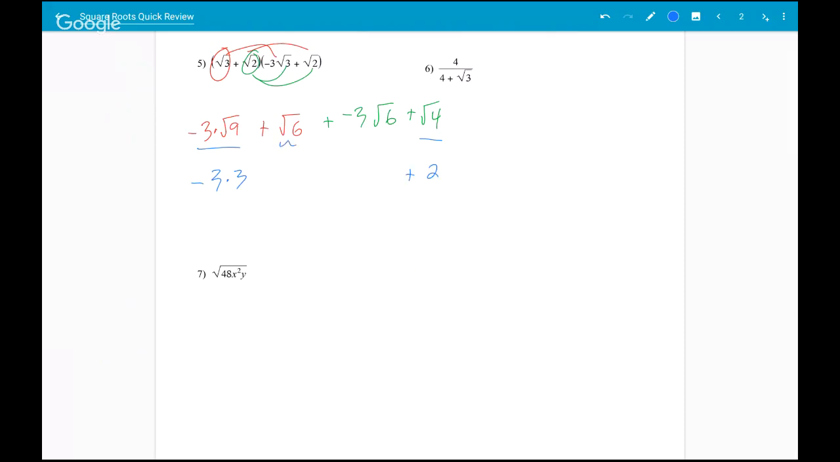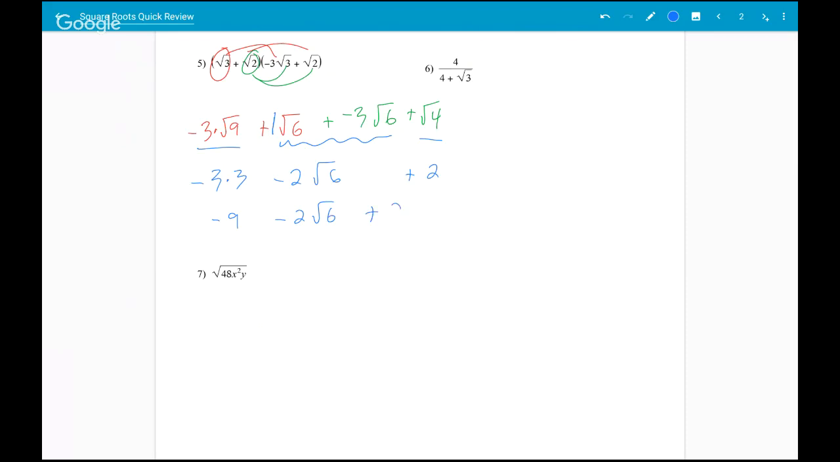In the middle, those are like terms. Now, be very careful when you're adding those together because I have a regular square root of 6 here. Remember, there's a coefficient of 1 there. So 1 plus negative 3 is negative 2. So I get negative 2 root 6. 3 times 3 is 9.